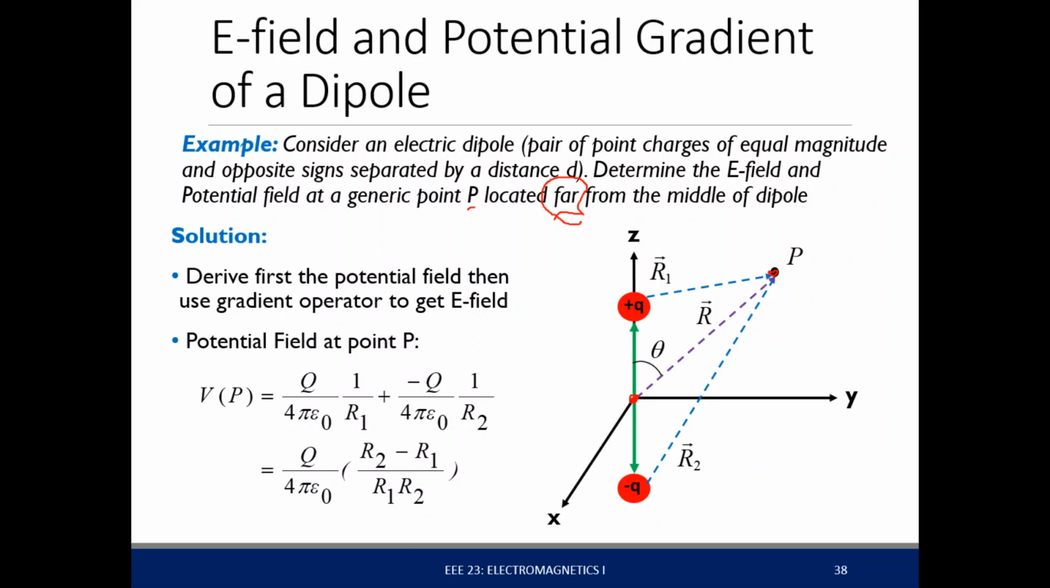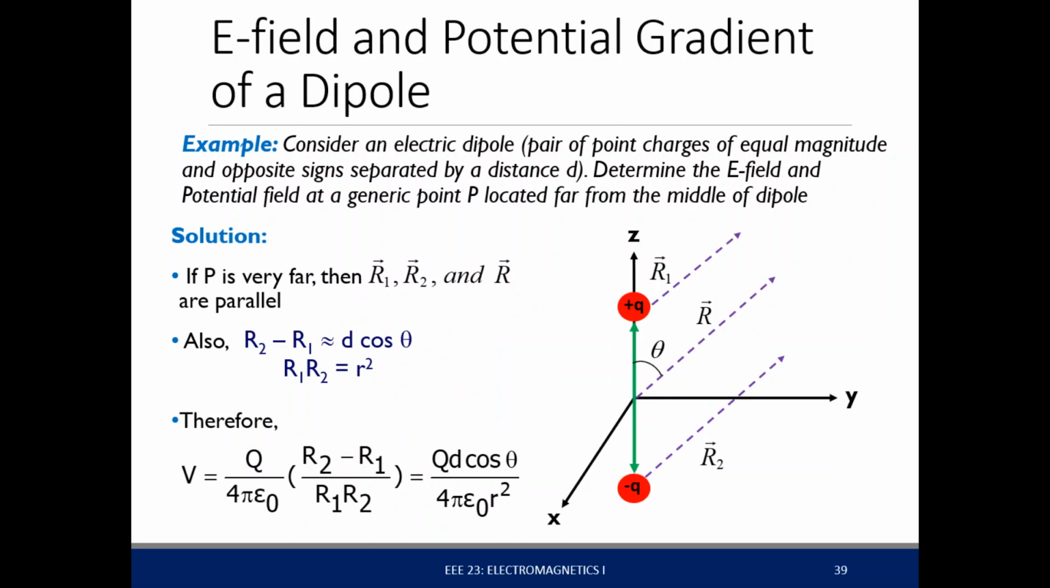Okay. So first you need to derive the potential field, then get the electric field from that. So the potential field is easier. So how to get that? Well, you just use the equation for the individual potential of the point charges right here. This is for Q1, this is for Q2. And just merge the equations, you'll get this expression at the bottom. So if the point P is very far, we can approximate the distance vectors to be approximately parallel to each other.